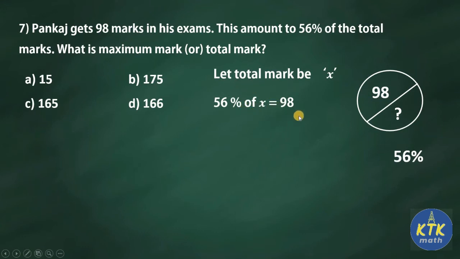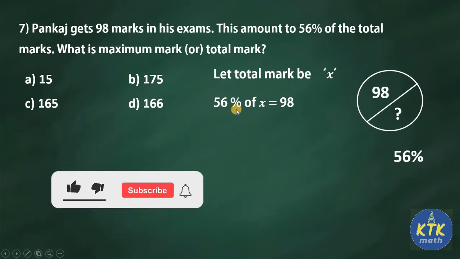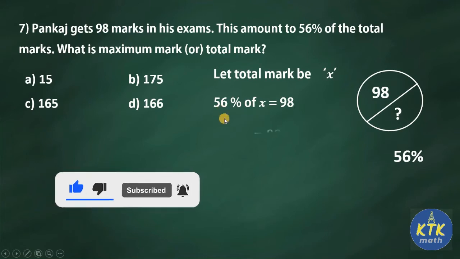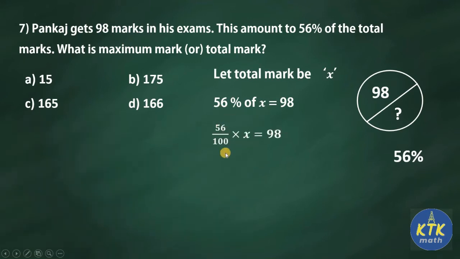By reading the question, this one you need to frame very carefully. So 56% of the total mark x is 98. This is what they gave. Now it's very easy to solve. 56% you can write in terms of fraction as 56 by 100, and 'of' means multiply, into x. Now I am going to move this 56 by 100 to the right side. It will be the reciprocal. So x equals 98 multiplied by 100 by 56.